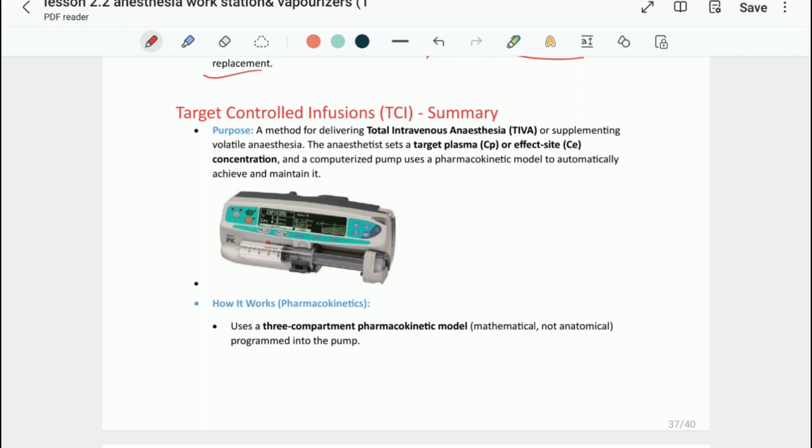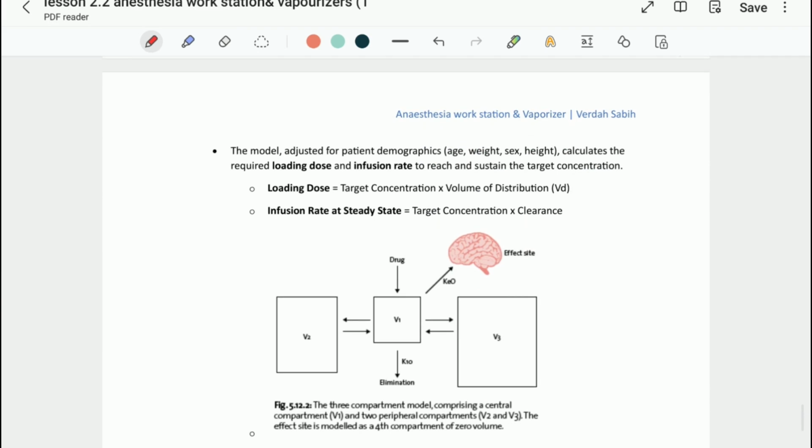It uses a three compartment pharmacokinetic model. It is a mathematical model but not an anatomical one, which is programmed into the pump. The model adjusts for the patient's demographics, which include age, weight, sex, and height, and calculates the required loading dose and the infusion rate to reach and sustain the target concentration. The loading dose is calculated from the target concentration and the volume of distribution of the patient. And the infusion rate at steady state is calculated from the target concentration and the clearance of the drug.